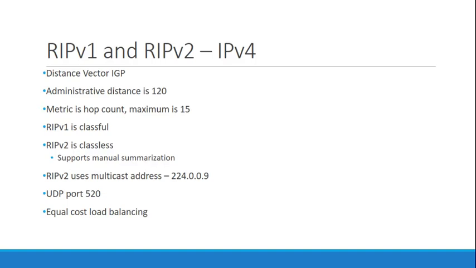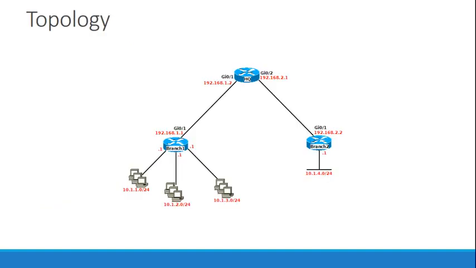And it's also capable of doing equal cost load balancing. By default, it'll automatically load balance over 4 equal cost paths. You can increase or decrease that using the maximum paths command. So now let's go ahead and configure it. It's relatively easy to configure.